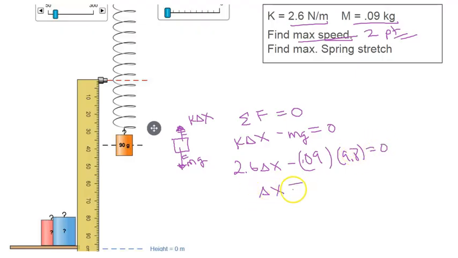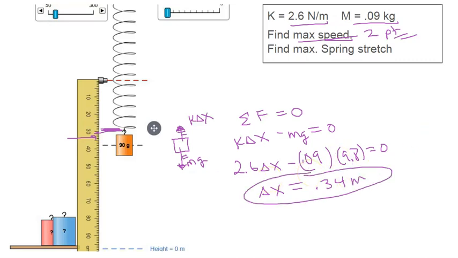And you get a delta x of 0.34 meters, which doesn't look like it when I was setting this up for a second period. But if I set this up right, that's where the spring is supposed to be, not the midpoint of the mass. I put the ruler where the mass, anyway, long story. Hopefully you trust me. That is 0.34 meters, so that's how much the spring is stretched. All right, so that's part 1 of this two-part problem.